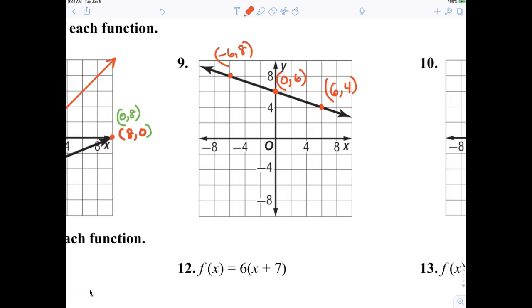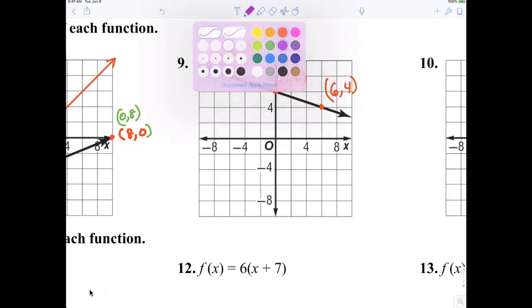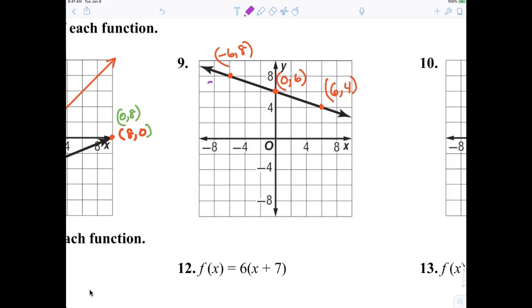Now let's do the inverse. So 8, -6, 6, 0, and 4, 6. Anybody have any issue with that? And so now when we do the inverse, plot those points, 4, 6.